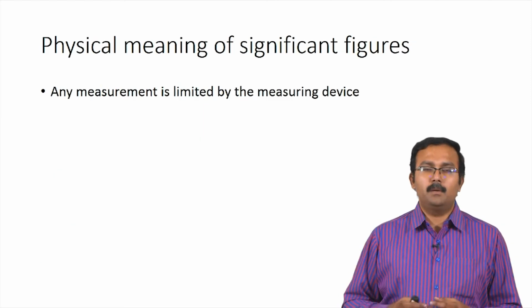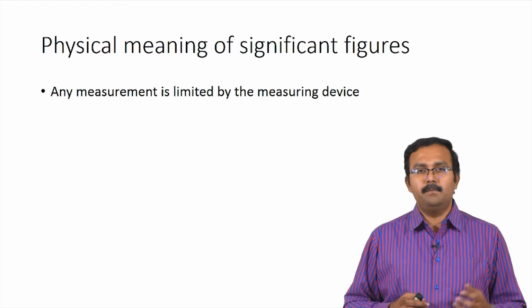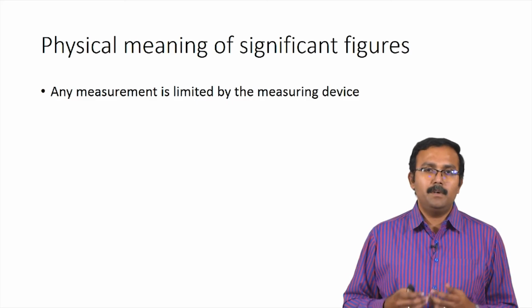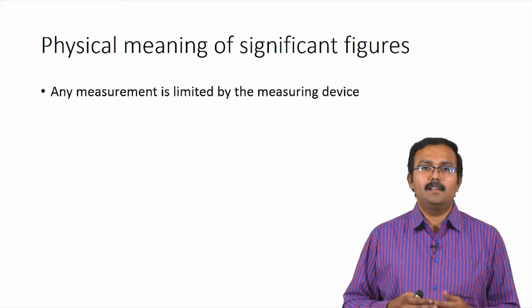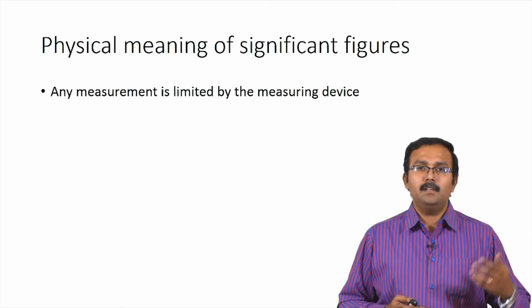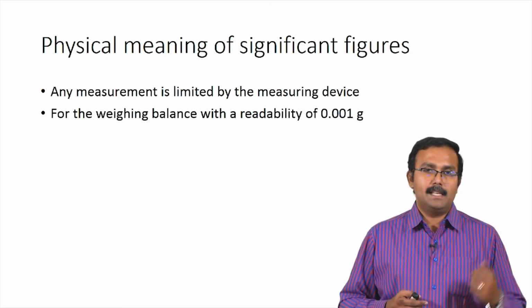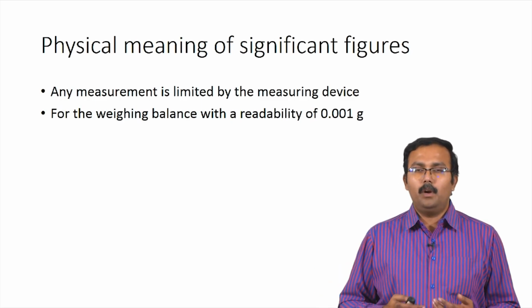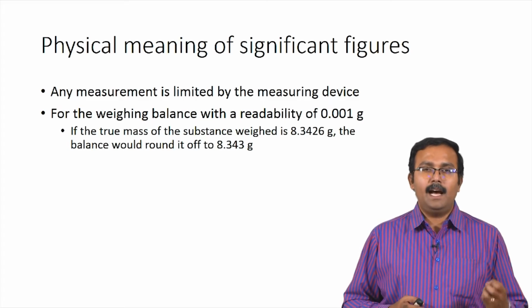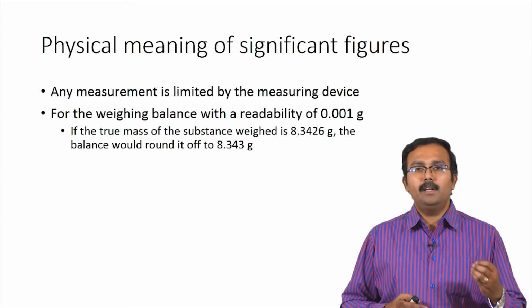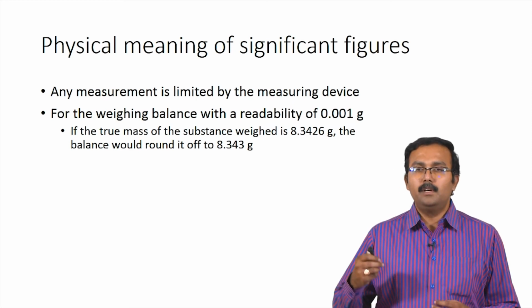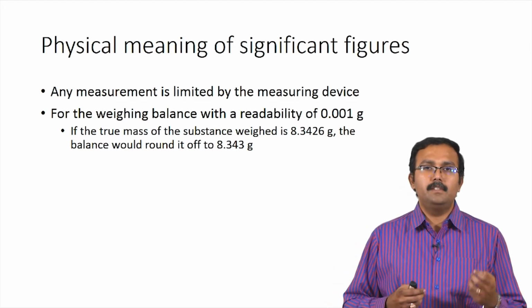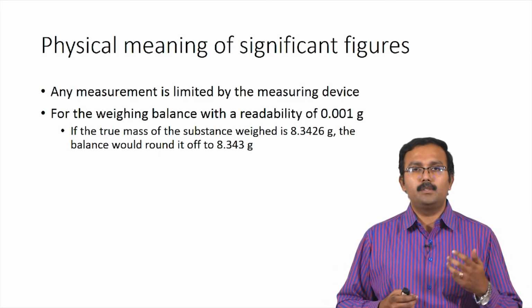Why should we bother about these significant figures? Any measurement which we report is limited by the accuracy of the measuring device itself. Whatever number we use cannot be more accurate than whatever we measured. That was the example which we looked at. Consider the same example. The weighing balance had a readability of 0.001 grams. What does this mean? If my substance has a true mass of 8.3426 grams, the balance would round it off and give it as 8.343 grams because the readability of this balance is only till 0.001 grams.